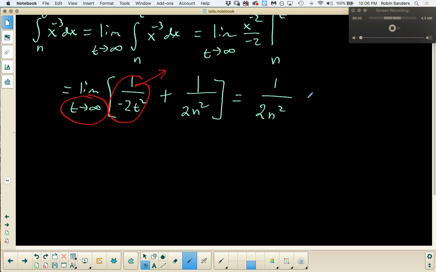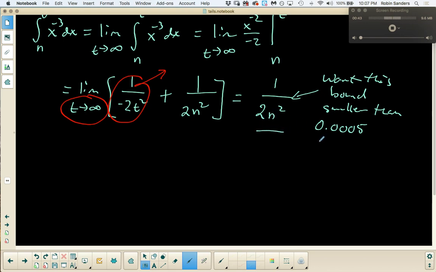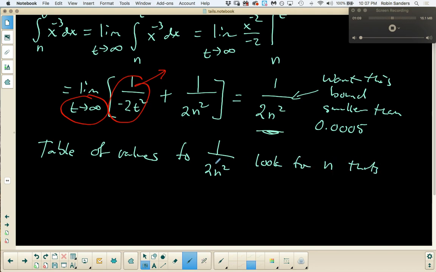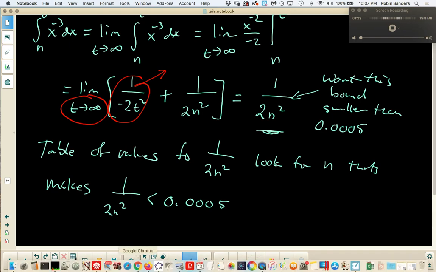Now, since we want to have our estimate accurate to 3 decimal places, what we really want is to make this bound smaller than 0.0005, because if this bound is smaller than 0.0005, the actual error, which is smaller than this number, will also be less than 0.0005. So what we want to do next is make a table of values for 1 over 2 n squared, and we simply then look for the first n that makes this small enough, which in our case is 0.0005. Now that's a job for a calculator or Mathematica, so we're going to go back to Mathematica.